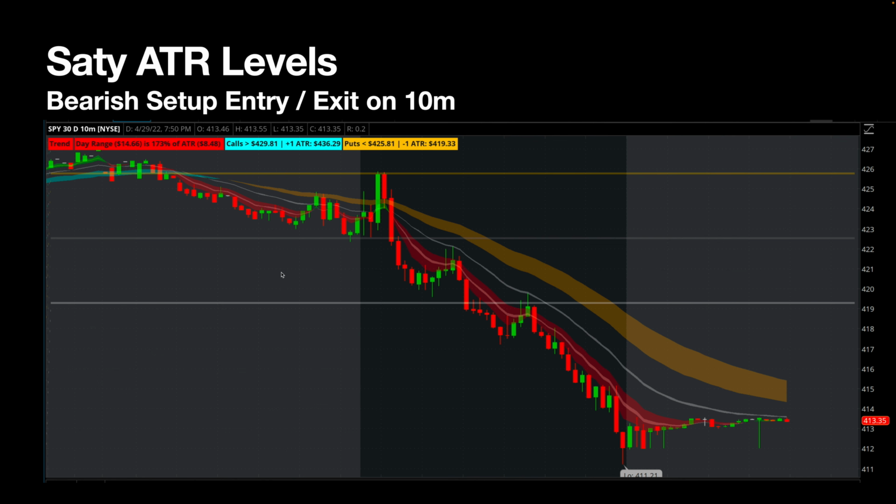All right, let's look at our trade. This is SPY actually from last Friday, which some of us took, and it was a monster. It went 2 ATR, which is kind of crazy, or almost 2 ATR.